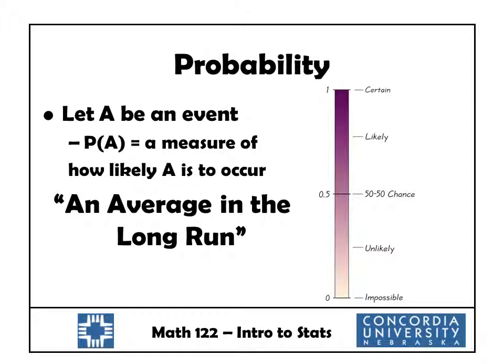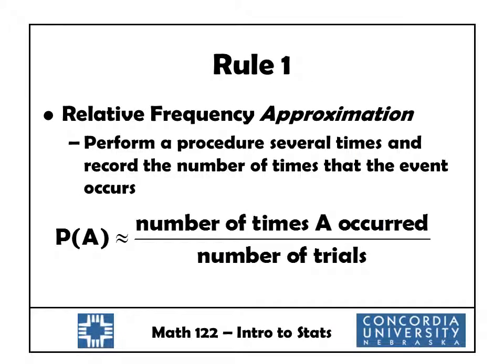Now remember that a probability is an average in the long run. A probability does not tell you what will happen on any one trial of the procedure, but it will tell you what will happen on average after many trials. We talked about 3 different ways of calculating probabilities.